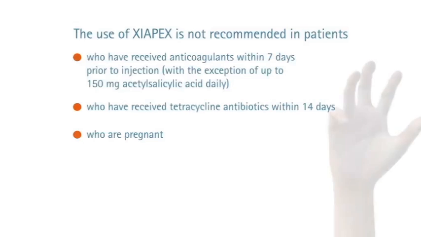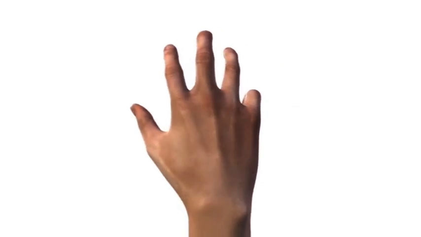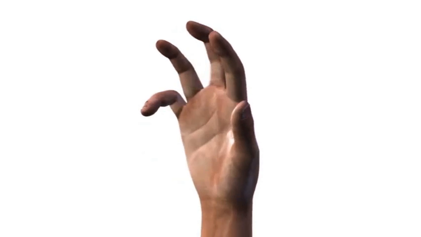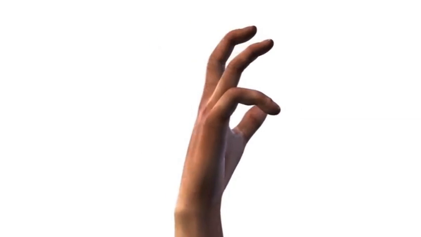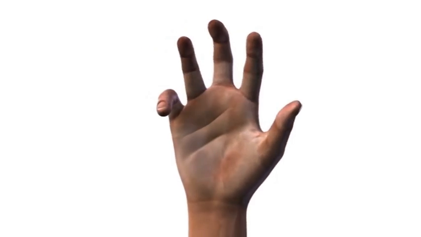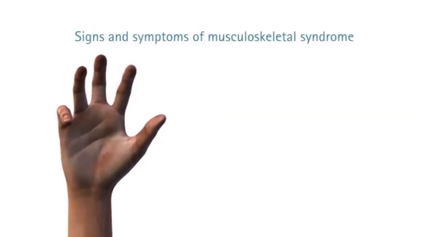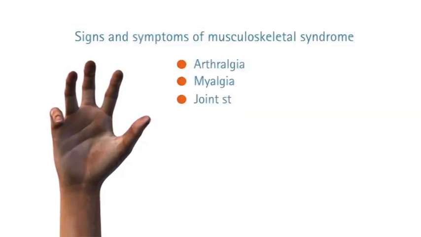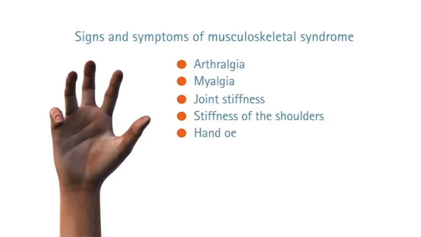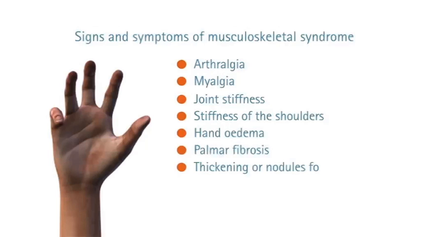As expected, when foreign proteins are injected into human tissues, an antibody response is elicited. There is a theoretical risk of interference between anti-drug antibodies against Xiapex and human matrix metalloproteinases. However, adverse events indicating development or exacerbation of autoimmune diseases or development of musculoskeletal syndrome have not been observed in the clinical trials. If it were to develop, this musculoskeletal syndrome would occur progressively and is characterized by 1 or more of the following signs and symptoms: arthralgia, myalgia, joint stiffness, stiffness of the shoulders, hand edema, palmar fibrosis, and thickening or nodules forming in the tendons.